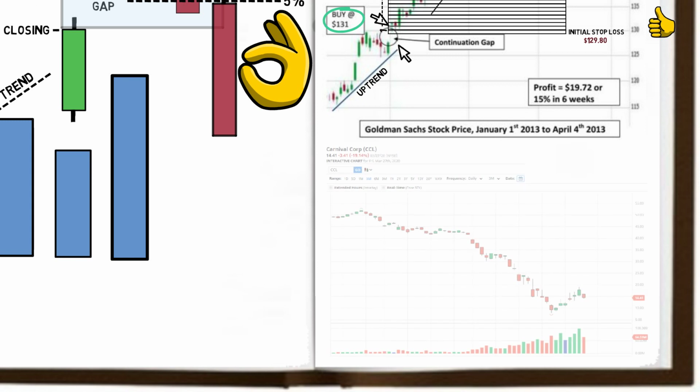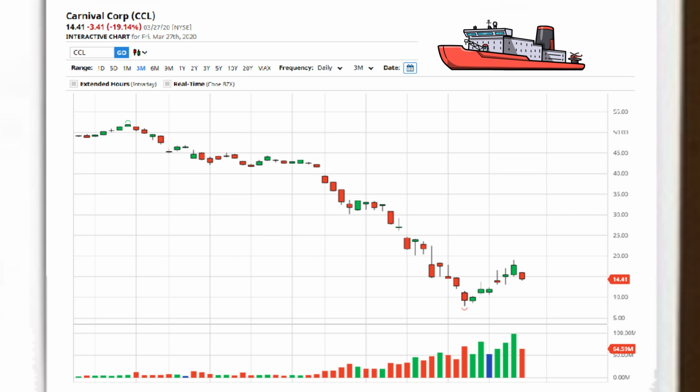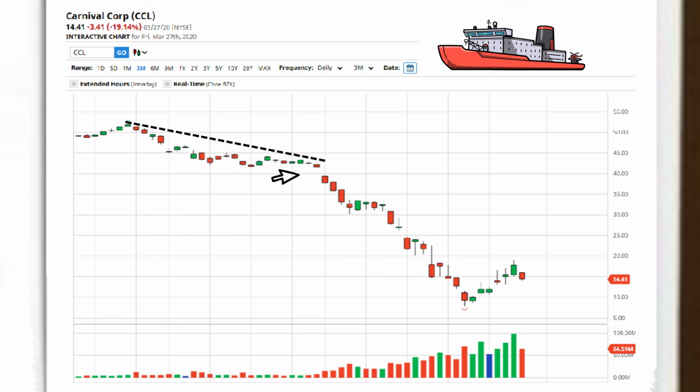We look at a more recent chart of a company called Carnival Corp, the world's largest cruise line company. But in this example, we use the continuation gap on the short side. We see a confirmed downtrend followed by a significant gap here. The short position is entered somewhere here, and the initial stop loss is placed above the wick of the entry candle for approximately $40 per share.